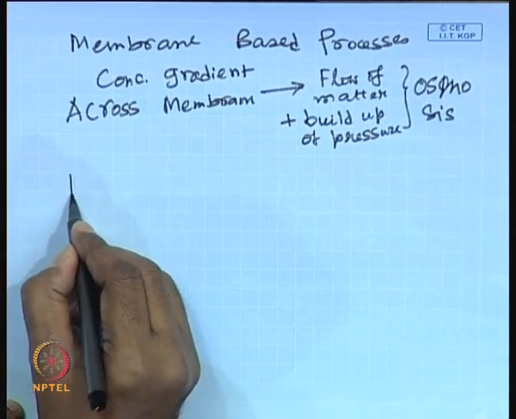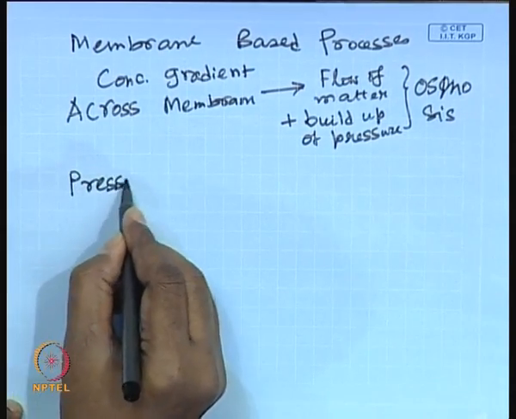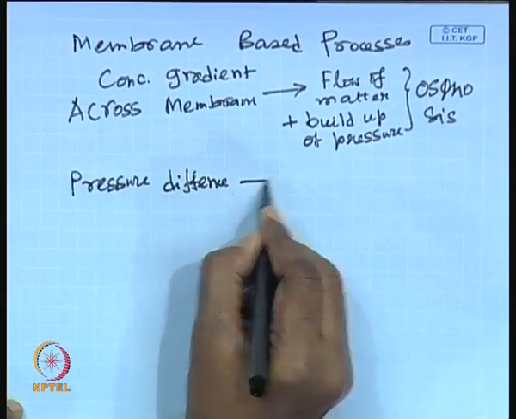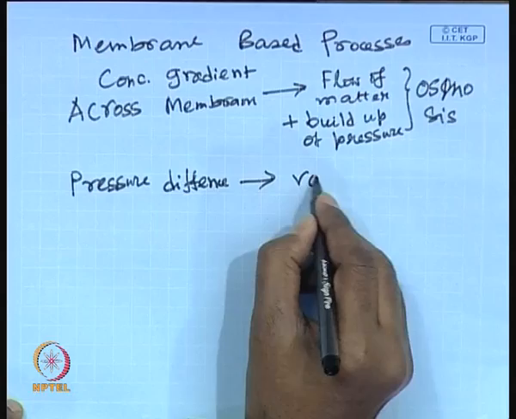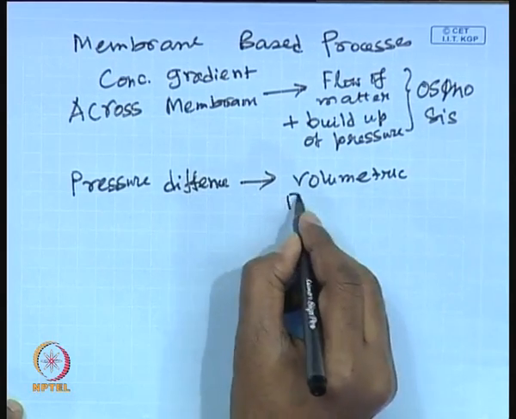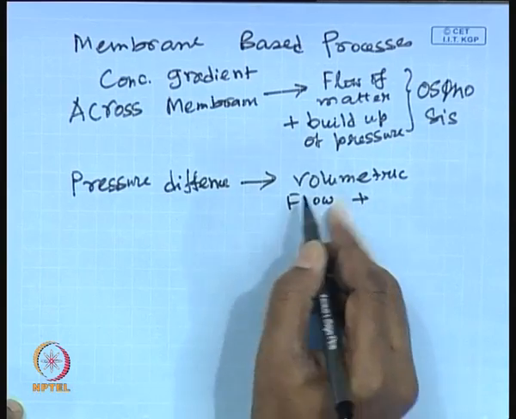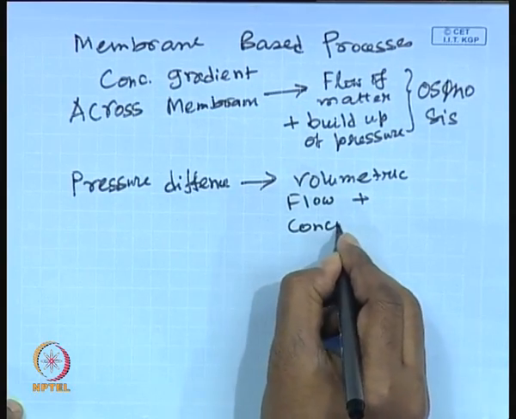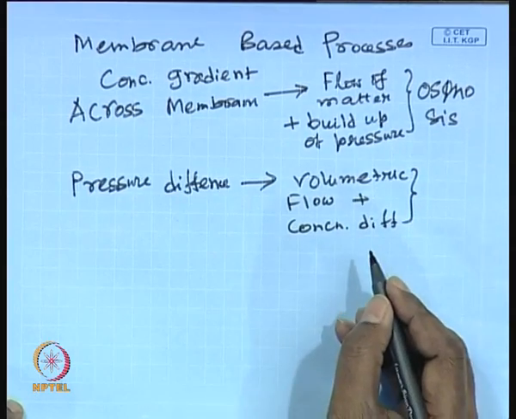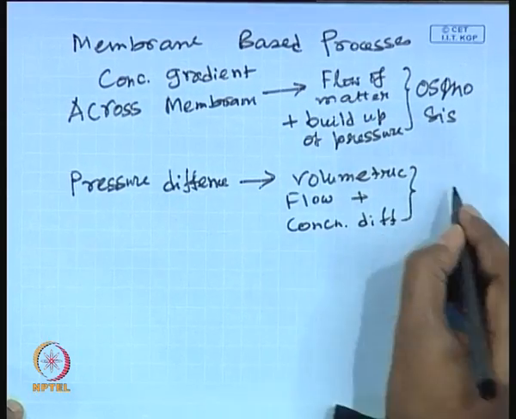A pressure difference leads to volumetric flow plus concentration difference. This is the case of reverse osmosis that we have already discussed.